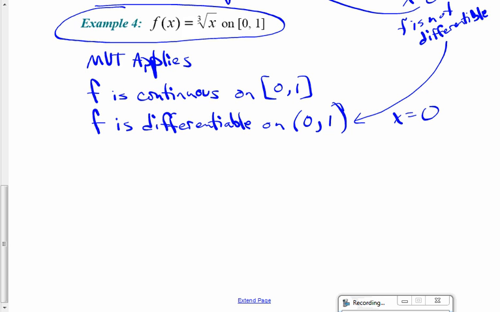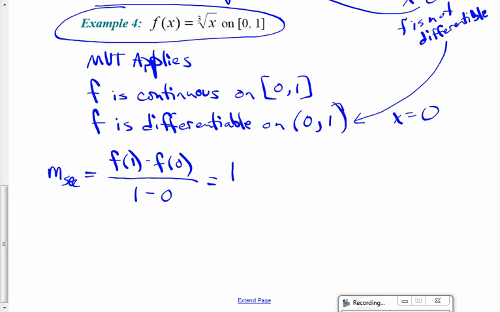So, let's find the slope of the secant on the interval from 0 to 1. We want f of 1 minus f of 0, all divided by 1 minus 0. What's the cube root of 1? 1. Cube root of 0? 0. Over 1 minus 0, that's 1. So what we've done is we've guaranteed ourselves a place on the interval from 0 to 1 for which the slope is 1.